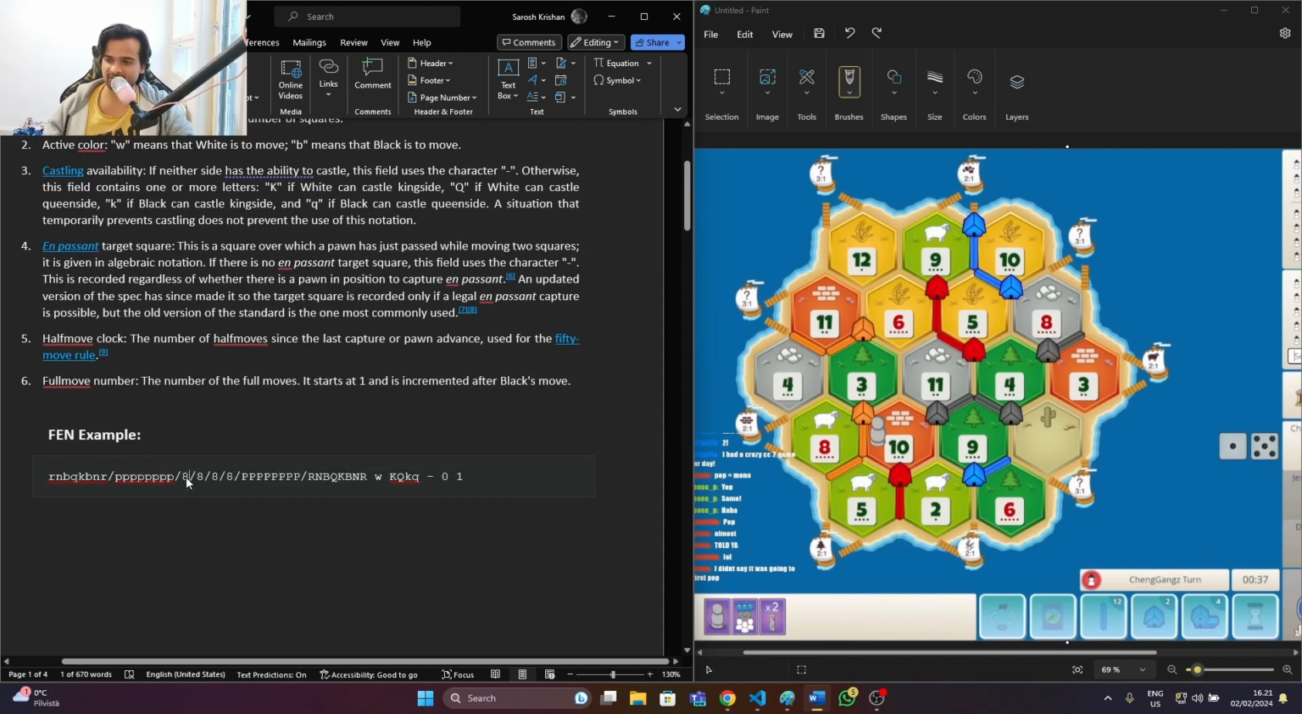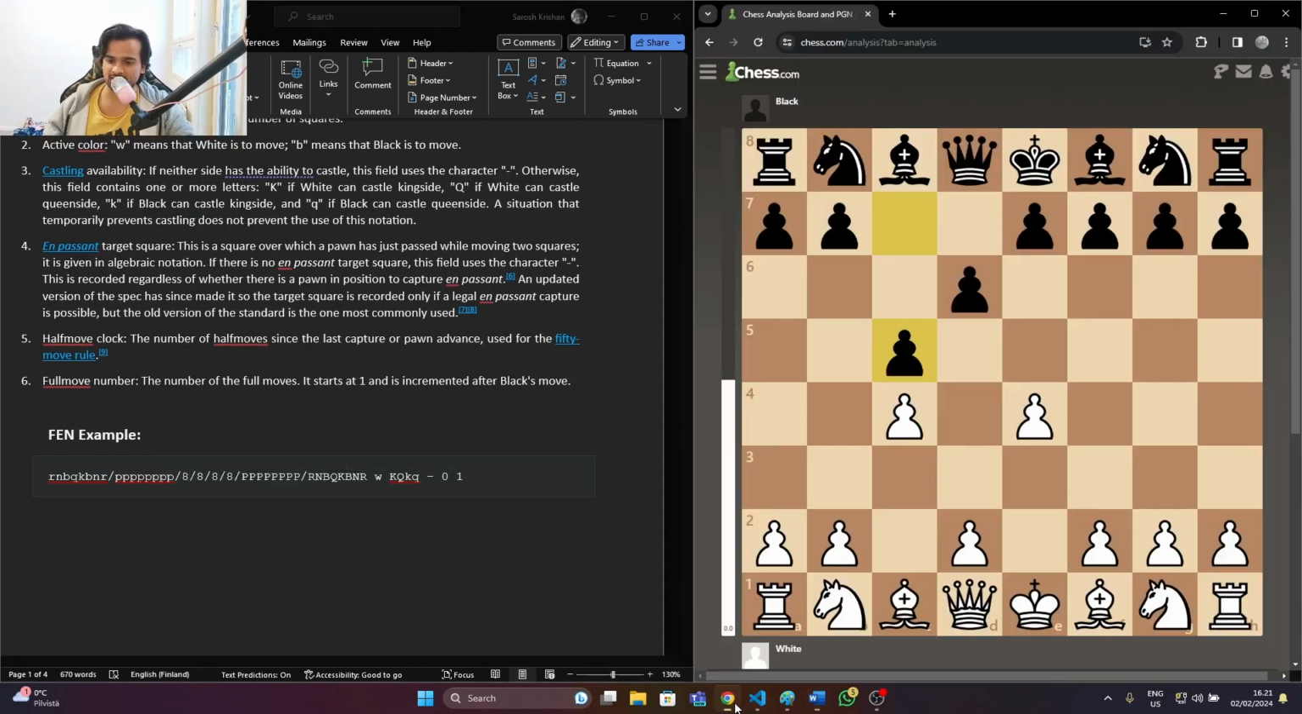This represents the empty squares, starting from the left. So this row has 8 empty squares, and that's what this 8 would be representing. You could do 5, and then put a pawn there, and then have 2 more empty spaces, something like that.